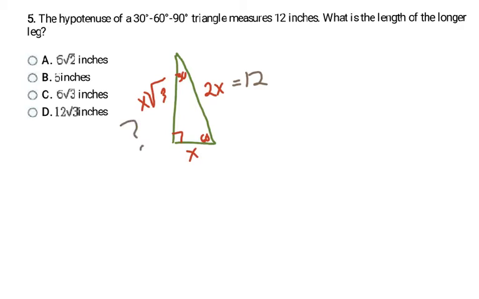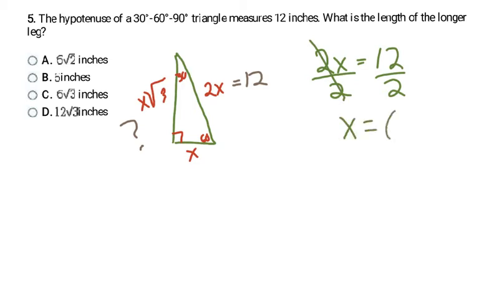Well, in order to know the length of the longer leg, the one across from 60 degrees, I'm going to have to know what that x value is. Well, I can solve this equation here for x. So I'm going to do that by dividing both sides by 2. I just rewrote it over here so we had room to solve. The 2's cancel, and 12 divided by 2 is 6. So x is 6. So that means my short leg is 6, but I need to take it one step further and put in 6 for x. So my answer here is 6 square root of 3, which is letter C.